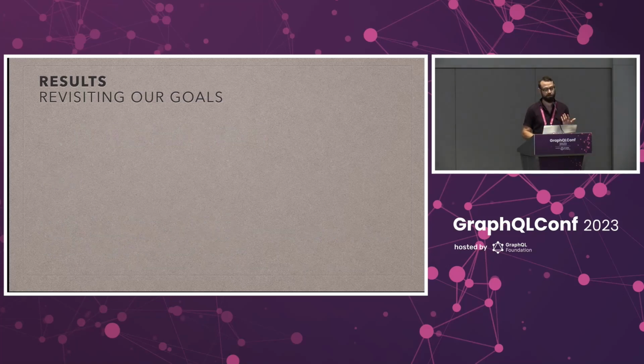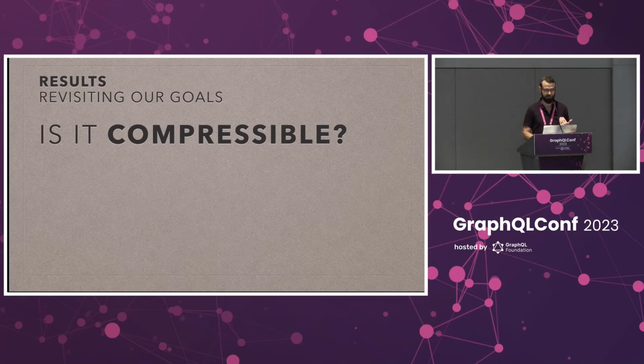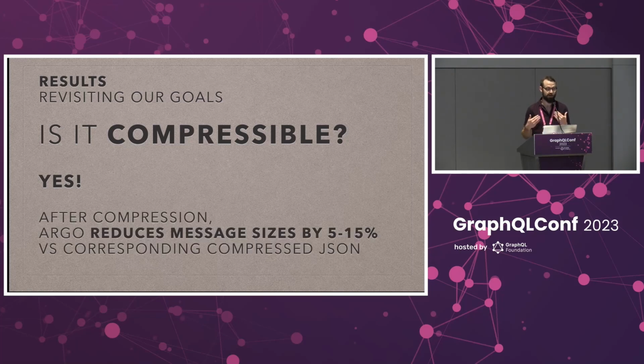Which makes us wonder, is it compressible? Yes, it is. It's unusually compressible. After compression, Argo reduces message sizes by about 5 to 15% versus corresponding compressed JSON. Again, your results may be much better or much worse depending on what they actually are. But that's probably the range we're talking about. If you're looking for performance opportunities, that's roughly the size we're talking about.